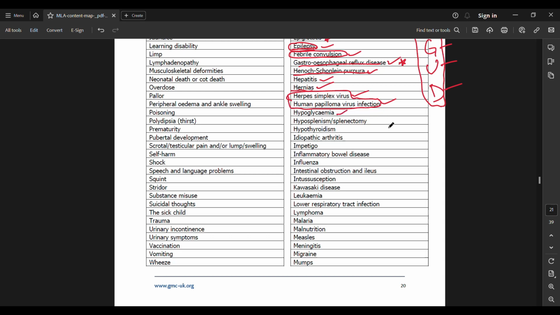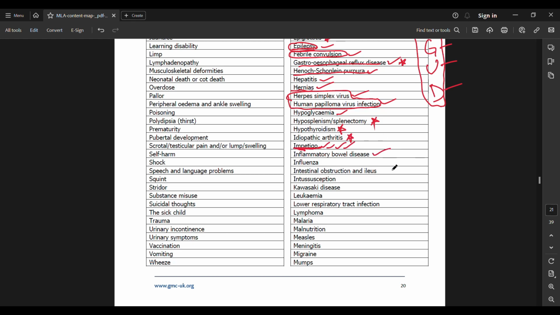Hypoglycemia shows up with diabetes, hyposplenism, and splenectomy. Do this well. I would say this hasn't shown up as much in the past. Hypothyroidism in the context of pediatrics is important. It shows up in adult scenarios, but make sure you do it in the context of pediatrics. Idiopathic arthritis, again, a newer thing. Do this well. Impetigo has shown up a lot in the past. They love to show you honey-crusted lesions. Make sure you take a look at the pictures.